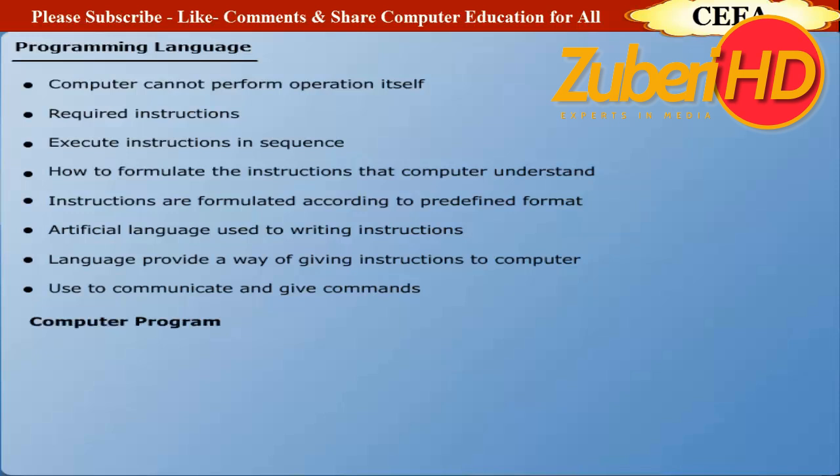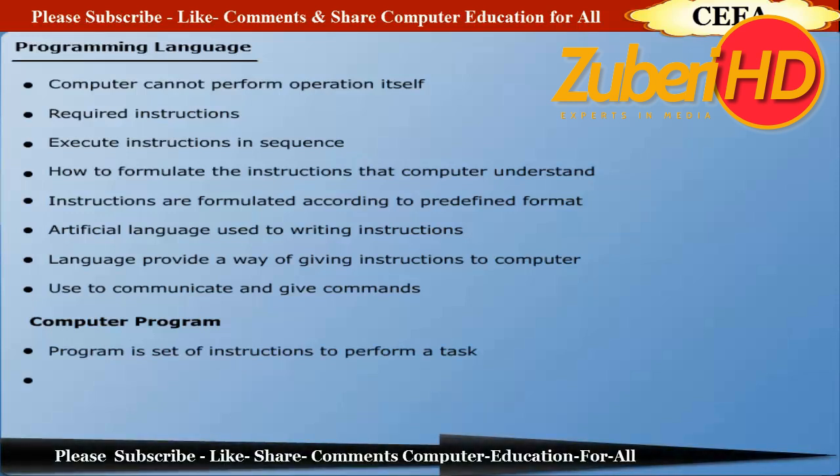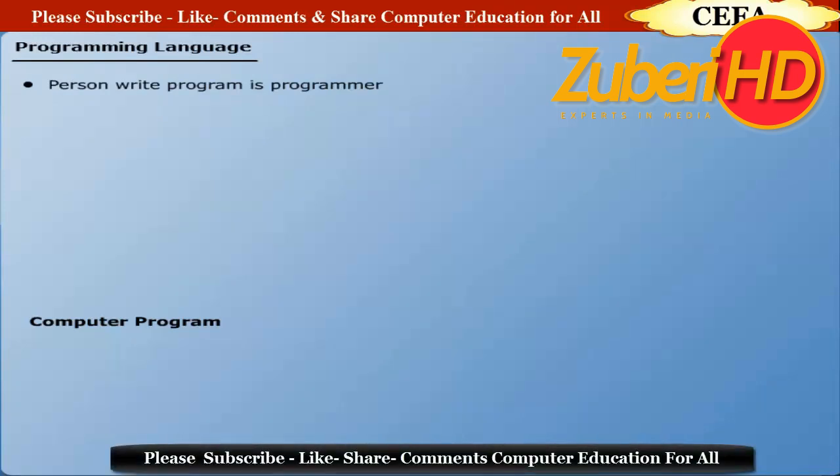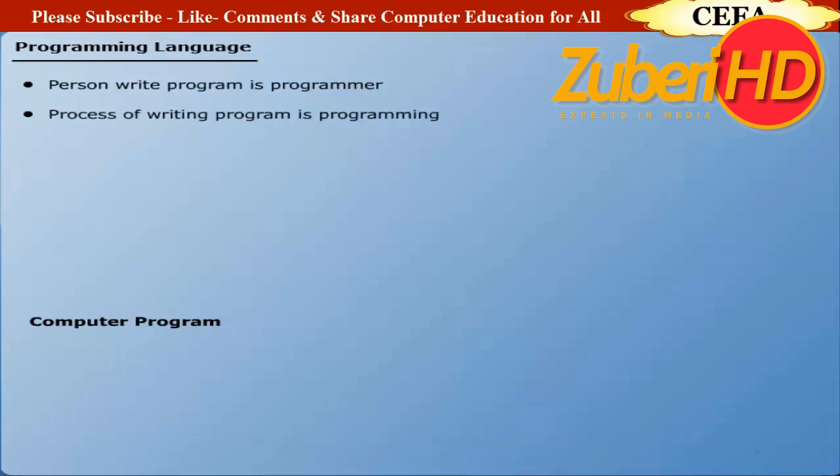Computer program. A program is a set of commands or instructions given to a computer to perform a task. A program instructs the computer to perform the task and produce the required result. The computer executes these instructions and gives the desired output. A person who writes a program for computers is known as a software programmer. The process of writing sets of instructions in a computer is called programming.